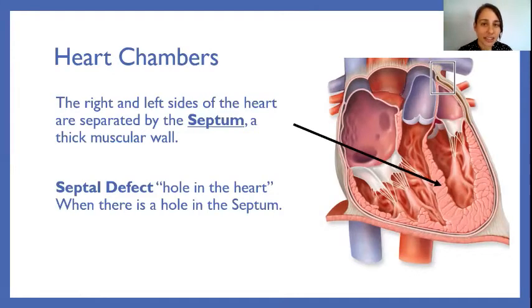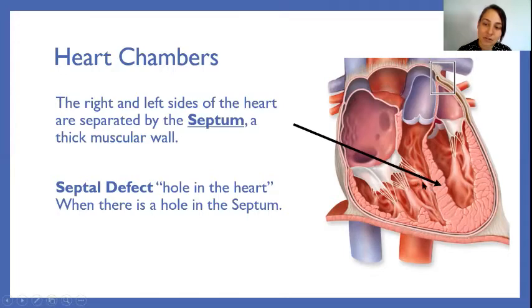The structure that separates the left and the right side of the heart is going to be called the septum. This is going to be a thick muscular wall. And normally, in a functioning heart, there's going to be no gaps or breaks or holes in this wall. Sometimes there can be a defect where there's actually a hole here in the septum. This is called a septal defect. This is very bad to have. Can you guess why?